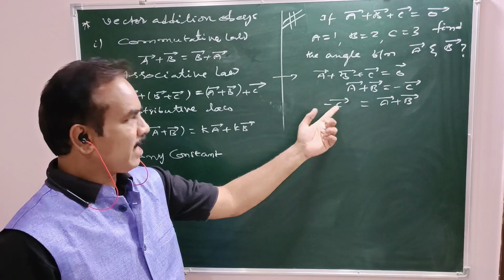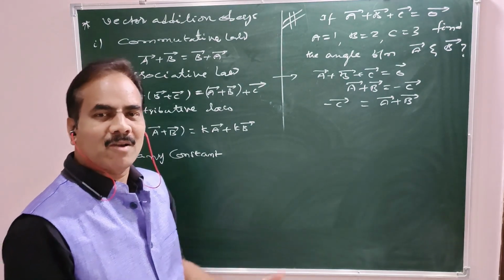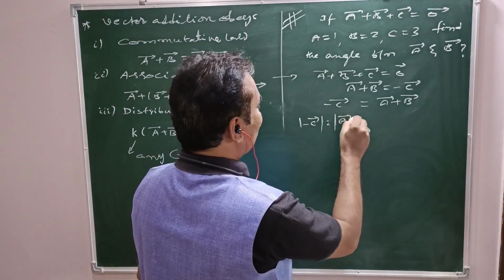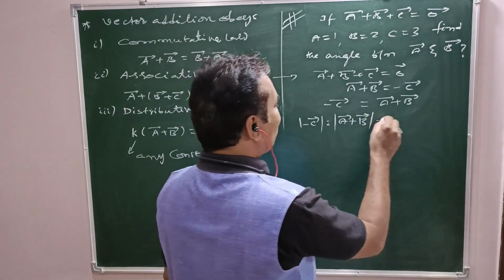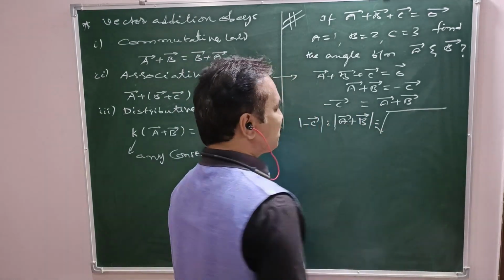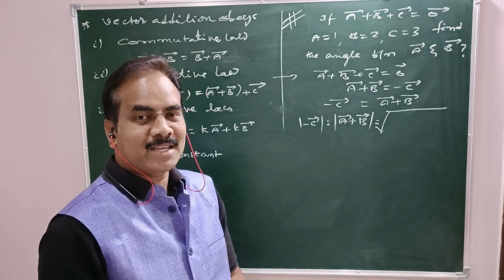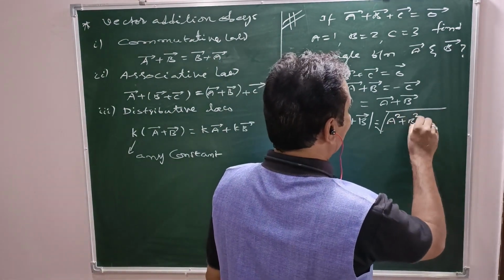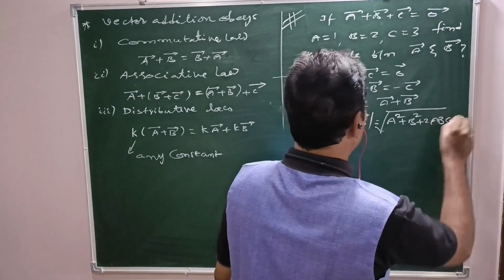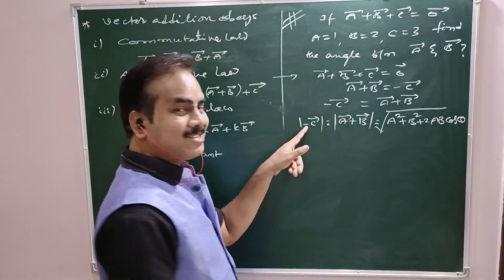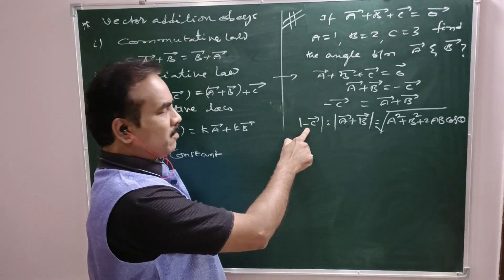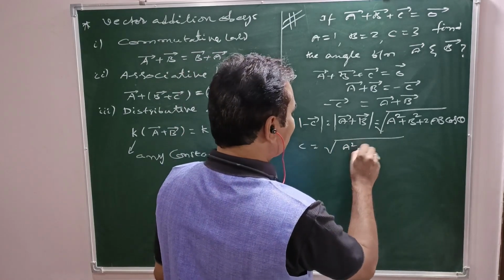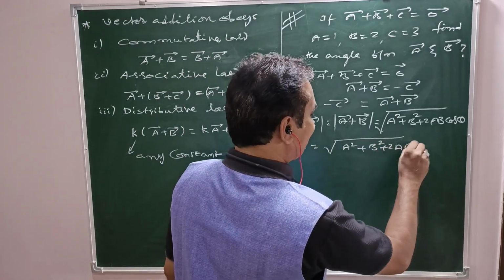Take the magnitude of minus C bar by using parallelogram law of addition of vectors, that is, mod of minus C bar is equal to mod of A bar plus B bar, in the sense the magnitude of the resultant of A bar and B bar, that is square root of A square plus B square plus 2AB cos theta. So mod of minus C bar is C only. Why? Because modulus always gives a positive value. C equals root over A square plus B square plus 2AB cos theta.